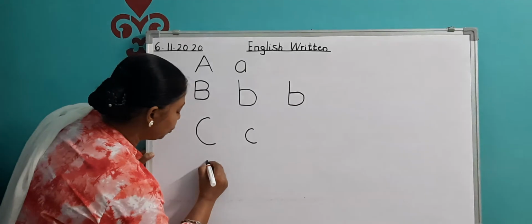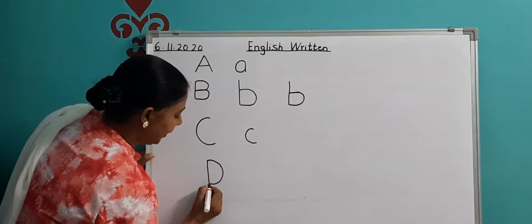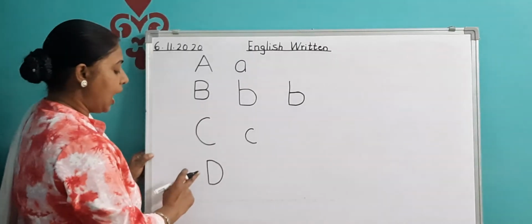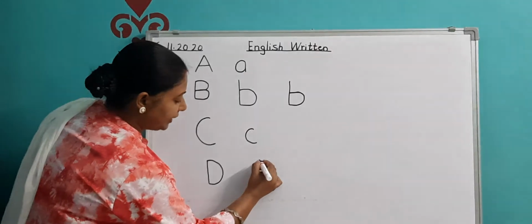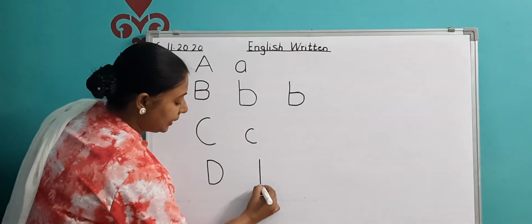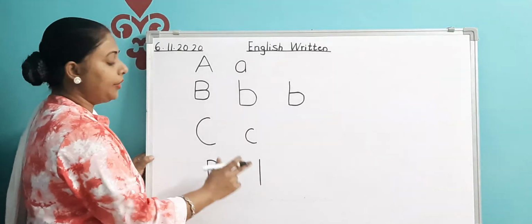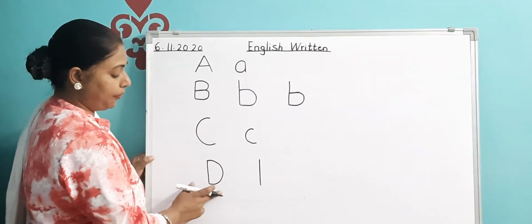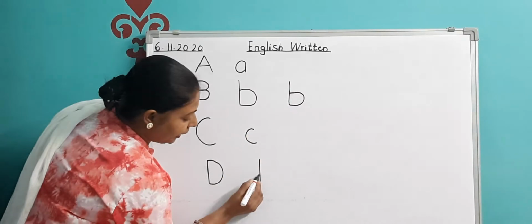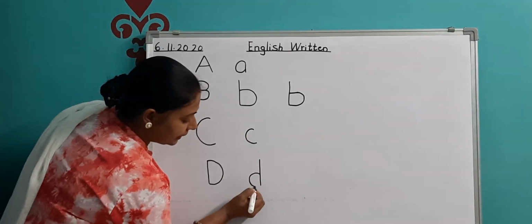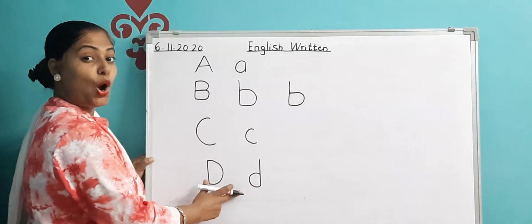Then I had taught you after this C, this was capital D. And how do you write small d? This is your standing line. But before D comes C. So this C, you can make it over here, a semicircle. If you draw it like this, it will become small d.